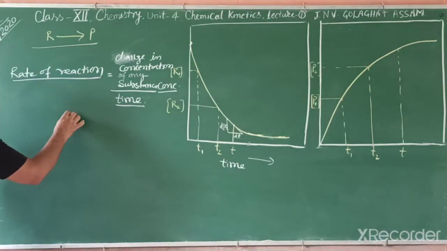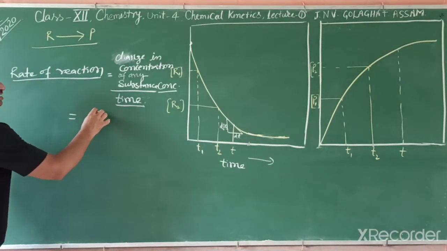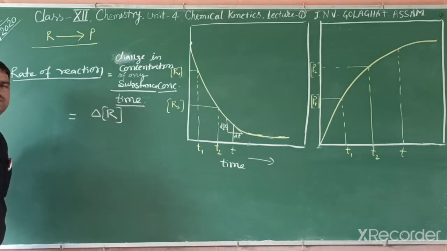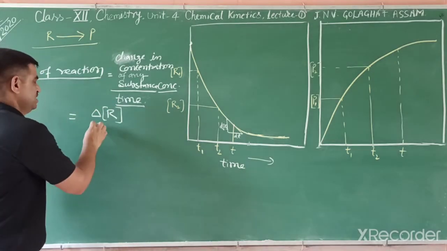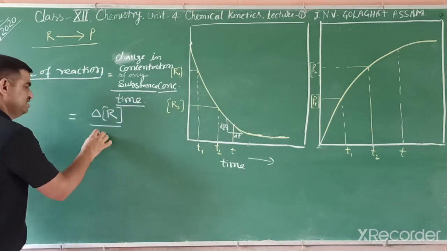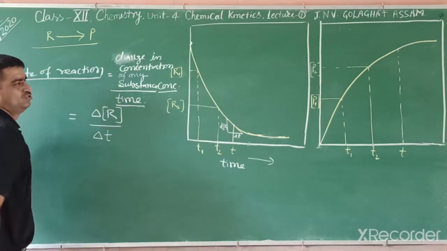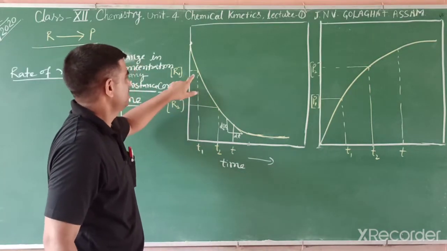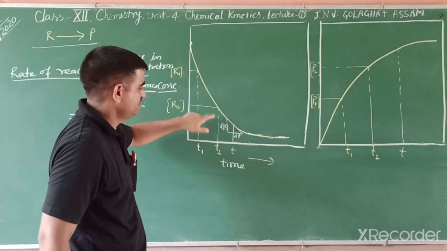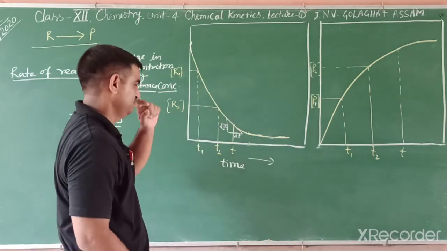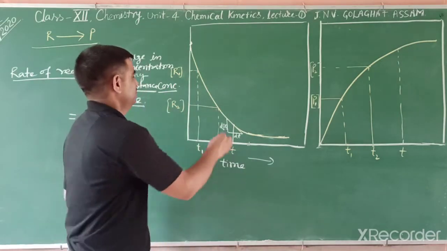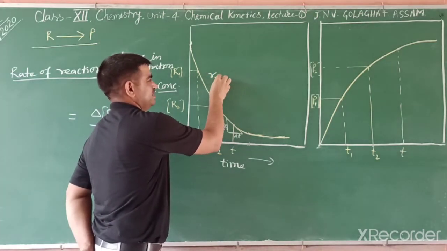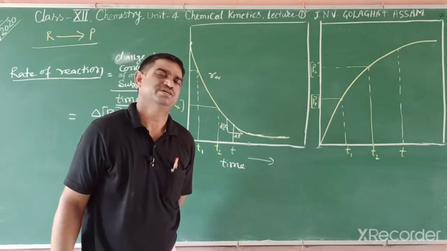So before writing, change in concentration we write as delta R. R we write in square bracket, that is molar concentration. And time we write as delta T. So when time is T1, the concentration is R1. When time is T2, then concentration is R2. So how can we find out? That is the rate of reaction, the average rate. What do you mean by average?